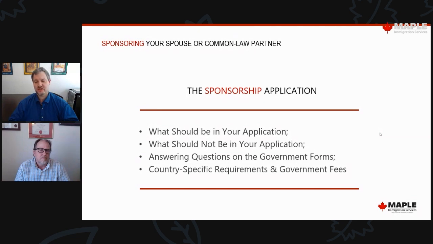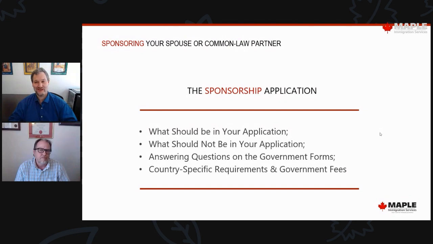What shouldn't be in the application? You need to be careful about putting too much information into the application. It's a real balance. You want to put enough in, but you don't want to overdo it. Think about the person on the other end. One of the things that we do when we're preparing an application is put myself in the shoes of the government officer and think, what would they be thinking of this? Sometimes when my application looks too perfect, I'm a little afraid of that because I'm like, this looks too perfect.